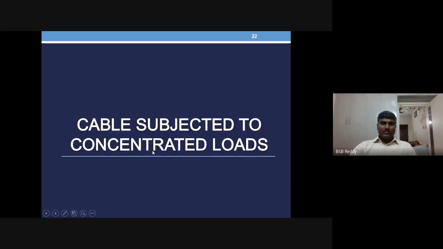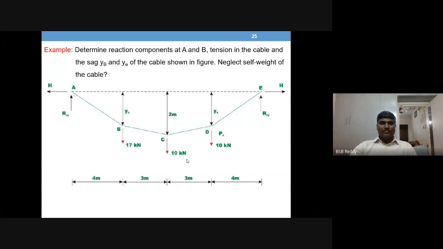Last session, we started talking about cables subjected to concentrated loads. So let's see what we saw in the last class. We solved an example problem that I'll go through once again. First, we counted the total unknowns in the problem. Then we counted the total equilibrium equations required for solving the unknowns. Let us see that now.